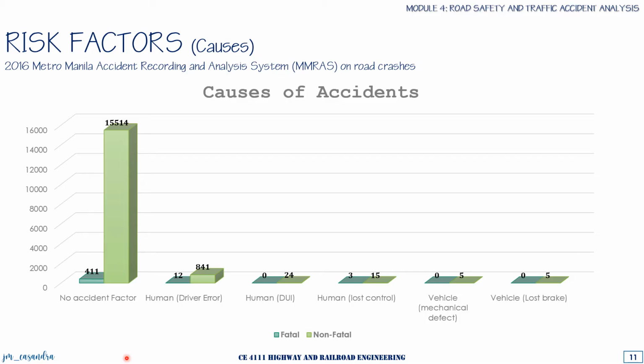So as we can see, some of our accidents would have no accident factor, meaning they were not able to identify the real cause of the accident, so there was no reported factor or cause of accident for our 15,514 cases.